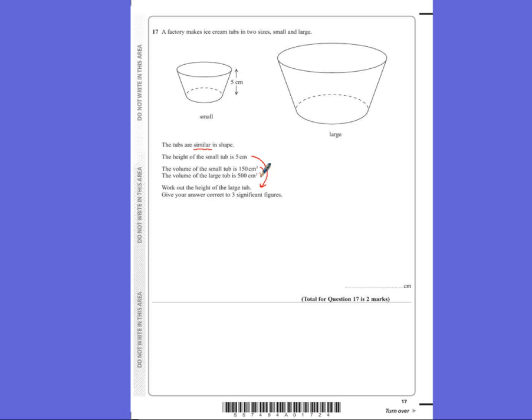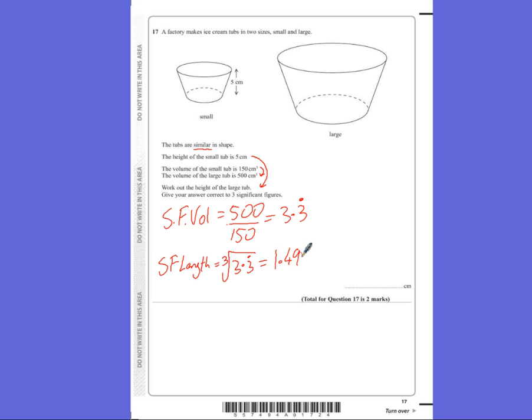We do know the scale factor for volumes. So the scale factor for volumes is 500 divided by 150, which is 3.3 recurring. Okay, well that's the scale factor of the volumes. To get to the scale factor for the lengths, we would need to cube root that. So the scale factor for lengths is the cube root of 3.3 recurring, which is actually 1.493. Carry on, again leave that in your calculator.